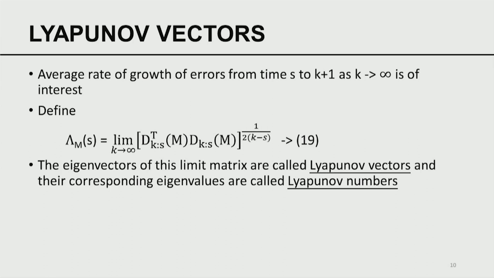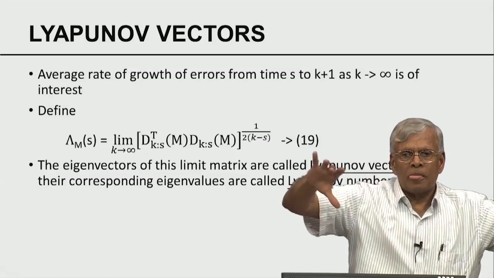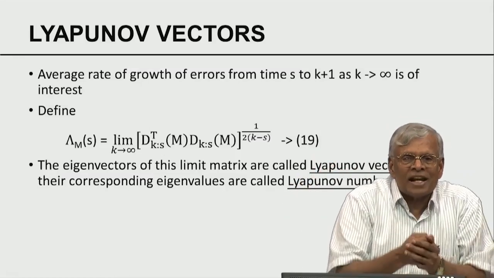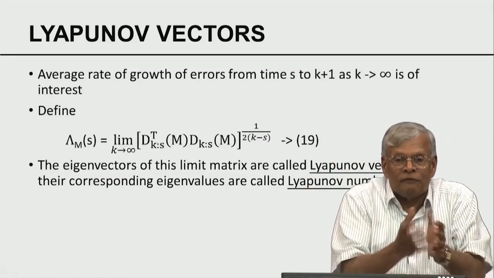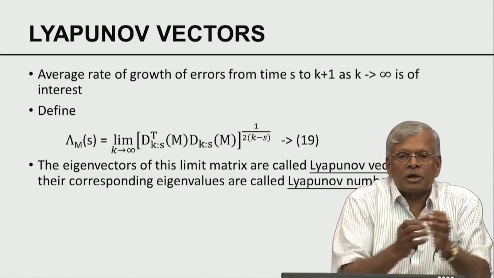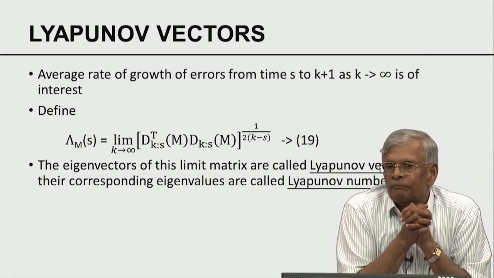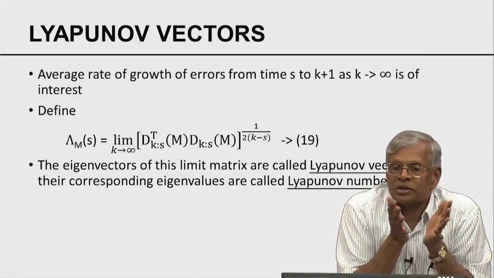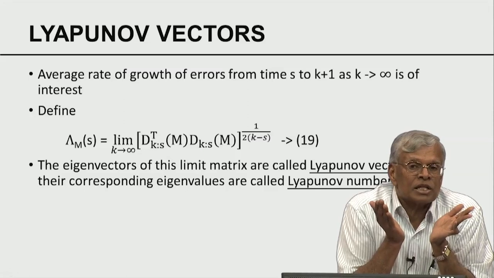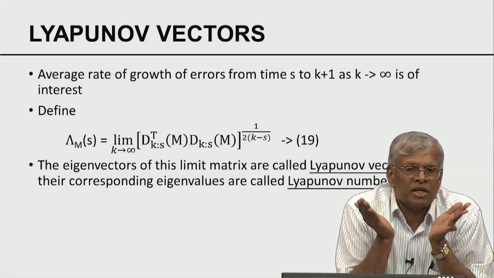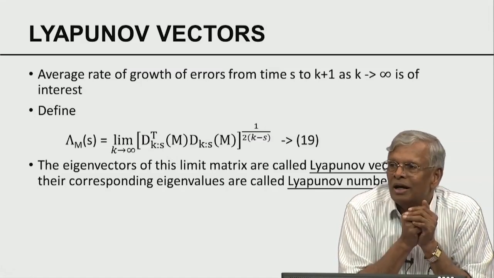If I commit an initial error, and the error grows, how much error can I afford such that the forecast is still meaningful? That is the question. For example, in weather forecasting we have made tremendous improvement over the past 50 years, but we still do not know how to make monthly forecasts.